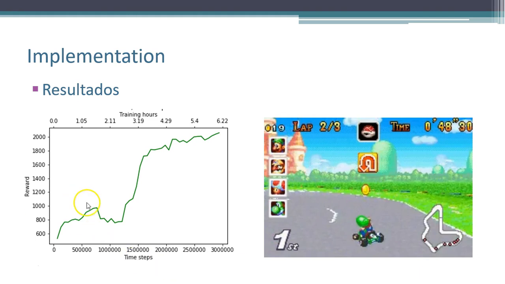As you can see on the graph, our agent started to understand the game after 2 hours and a half of training time. In total, our agent used 30 million time steps.